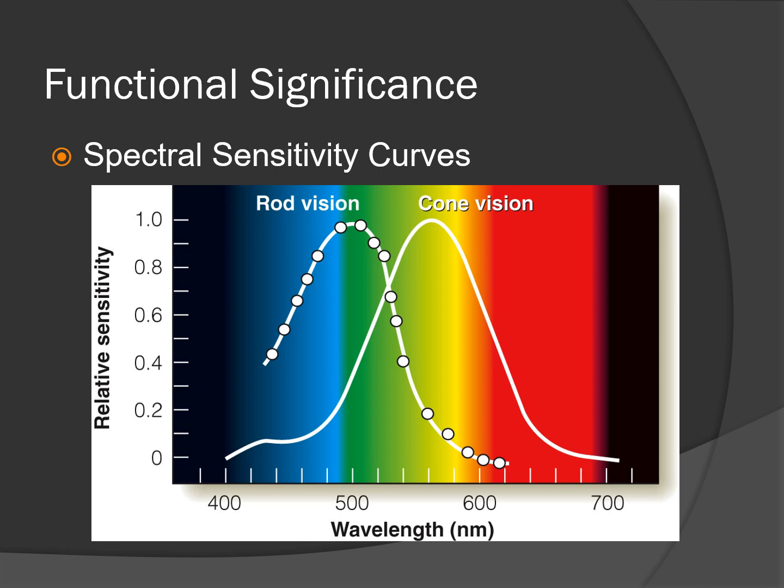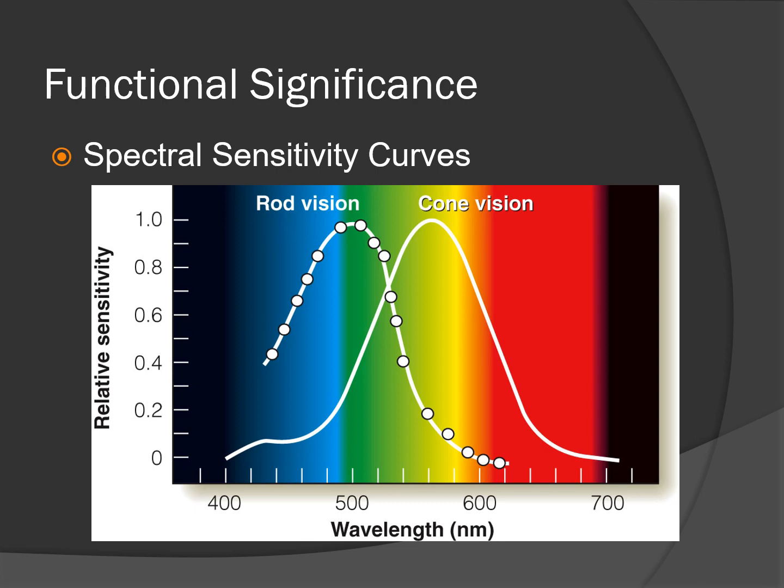What's degenerating there, or what are dying off, are the cones, and they're giving us our color vision. And the way they measured this was by getting spectral sensitivity curves, so looking at the sensitivity of the various photoreceptors that are in the retina. If we look at rod vision, the rods are maximally sensitive to about 500 nanometers. And the cones are maximally sensitive to about 560 nanometers.